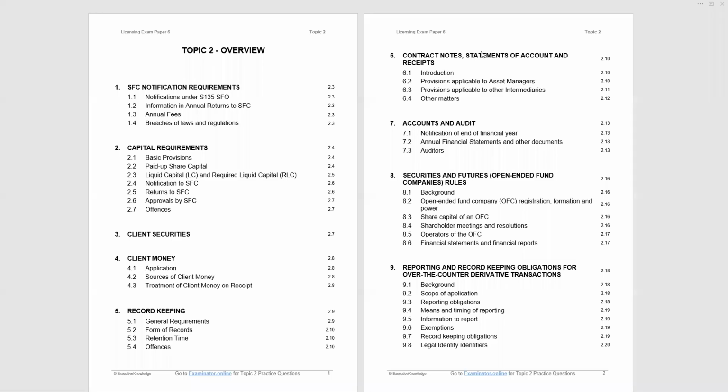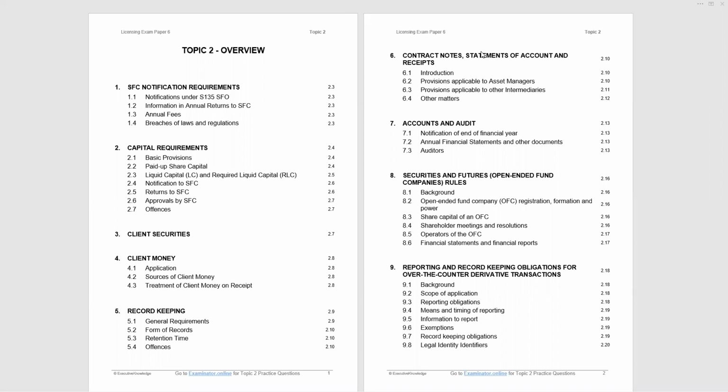Welcome to this short executive knowledge lecture on topic 2, paper 6 of the SFC licensing exams. This topic covers back office compliance, more specifically the subsidiary legislation that you need to know for this exam, which are the rules, the finance resource rules, client money rules, client security rules, etc.